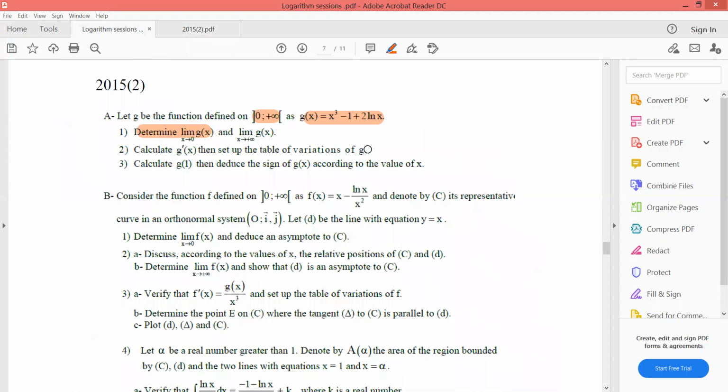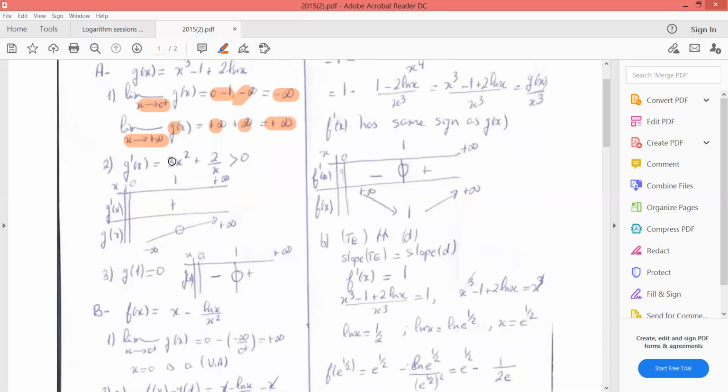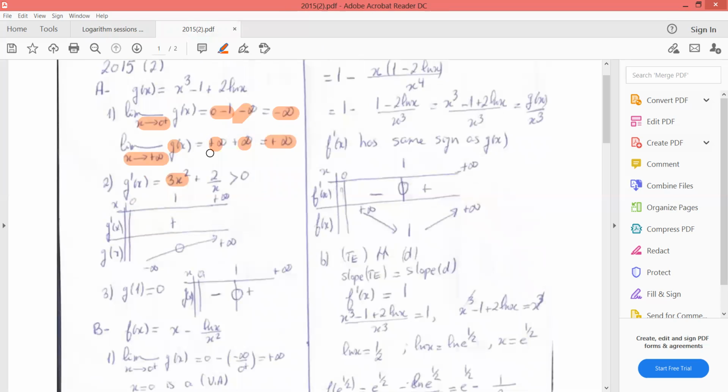Calculate g prime x and set up the table of variations. How to calculate g prime x? 3x squared, yes, plus 2 ln x, whose derivative is 1 over x. So g prime x is 3x squared. Derivative of x cubed is 3x squared. Derivative of ln x is 1 over x, times 2 is 2 over x. Over the interval 0 plus infinity, since the domain is 0 plus infinity, x is positive. 3x squared is positive, so it is greater than 0. So g prime x is greater than 0. Then the function is increasing.